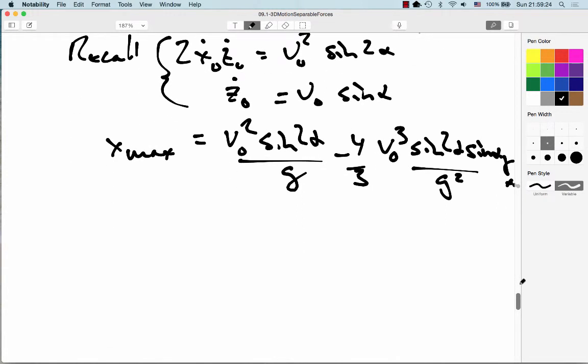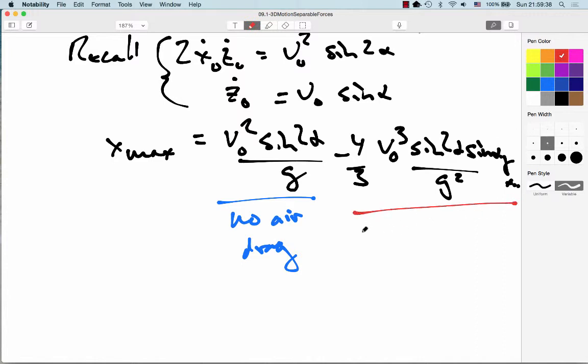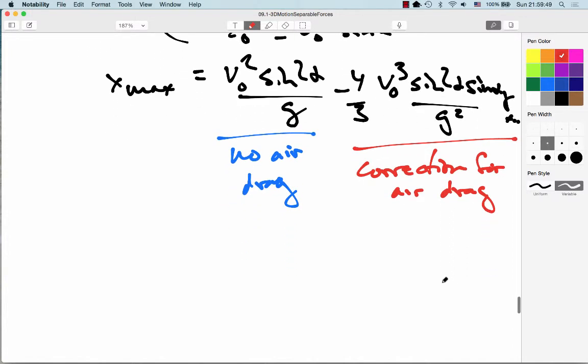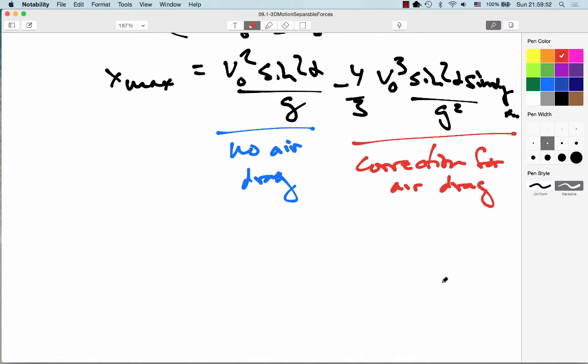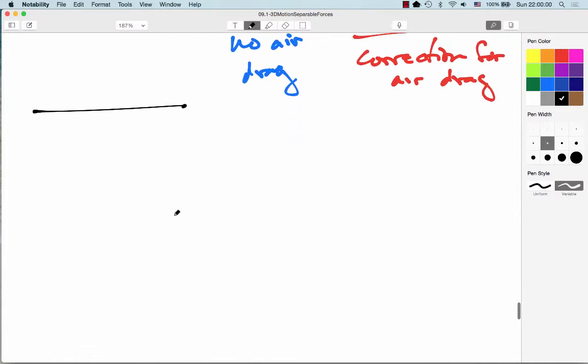All right, so we can break this into two pieces. This piece here is the no air drag solution from before, and then this is our correction for air drag. Of course, we've been doing linear air drag, which isn't usually realistic. So, since linear air drag isn't usually realistic, time for us to really delve into it and start doing quadratic air drag.